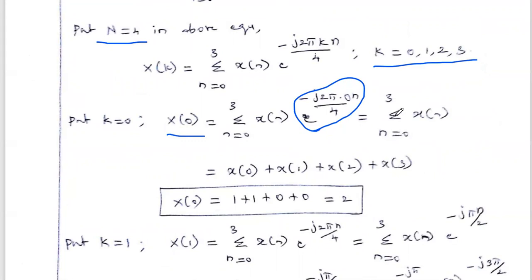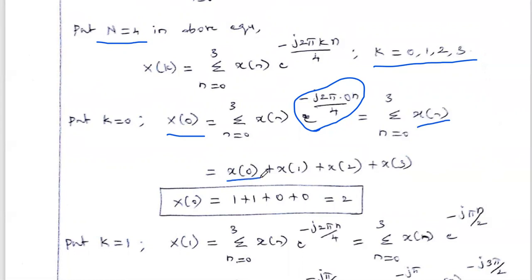What does the summation from n equal to 0 to 3 of x of n mean? First we put n equal to 0 in x of n, so we get x of 0. Then plus n equal to 1, you just substitute, so x of 1, plus put n equal to 2, so x of 2, plus put n equal to 3, x of 3. So it is the addition of x of 0, x of 1, x of 2, x of 3.